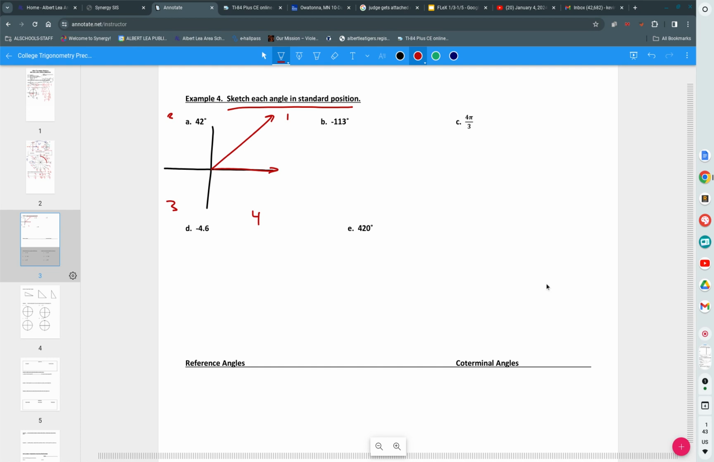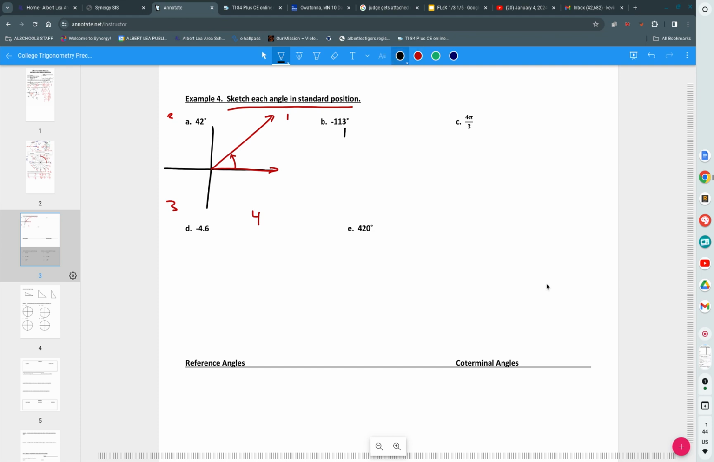Okay? So make sure you have the initial side, make sure you have the terminal side. And then to show that we rotated that direction, you do draw a little arc, just like that, with an arrow pointing that that was your rotation. Okay? Because what's different about the next one? It's negative. What do you think we do if it's negative? Rotate the other direction. You rotate the other direction.